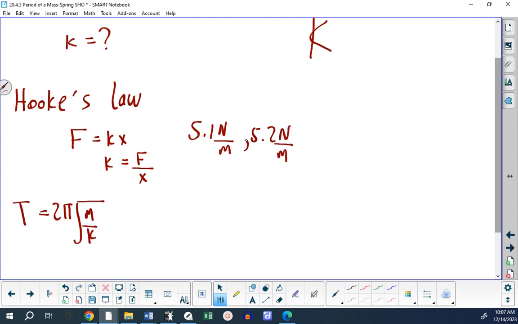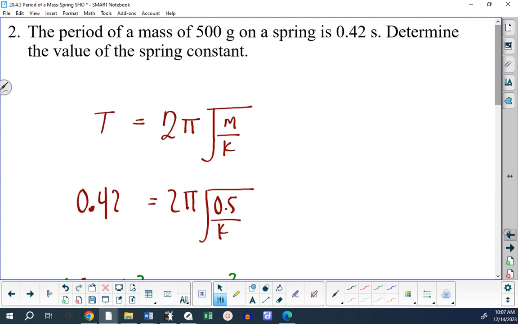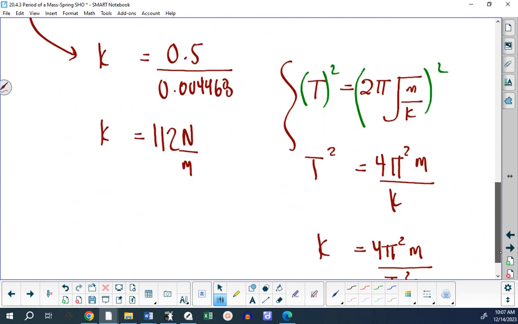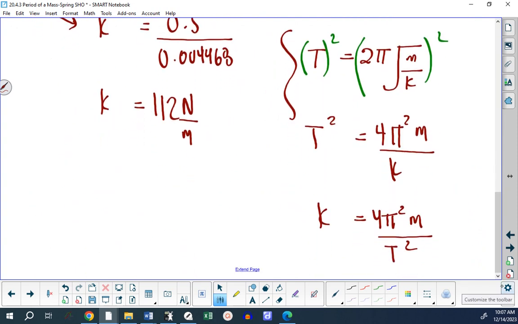Well, let's do this now using our formula, and I'm going to go with 200 first. Using our formula for the period of the mass on a spring, why don't we rearrange that first? We actually have it rearranged here. We can save us all a little bit of time. Right? 4 pi squared m over T squared.